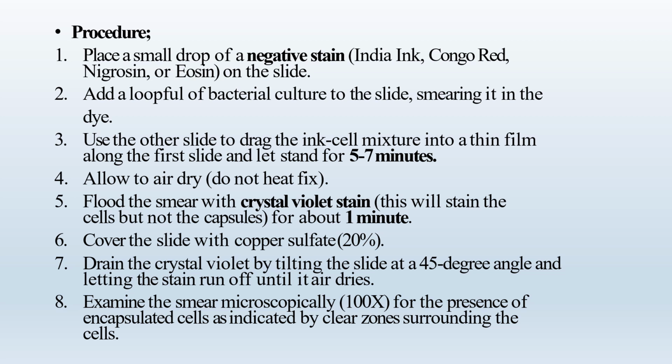Then the slide is covered with crystal violet stain for about 1 minute, and then it is covered with copper sulfate. The crystal violet is drained by tilting the slide at an angle of 45 degrees and letting the stain run off until it air dries. Then it is examined under the microscope for the presence of uncapsulated bacteria. The capsule would be indicated by clear zones surrounding the cells.